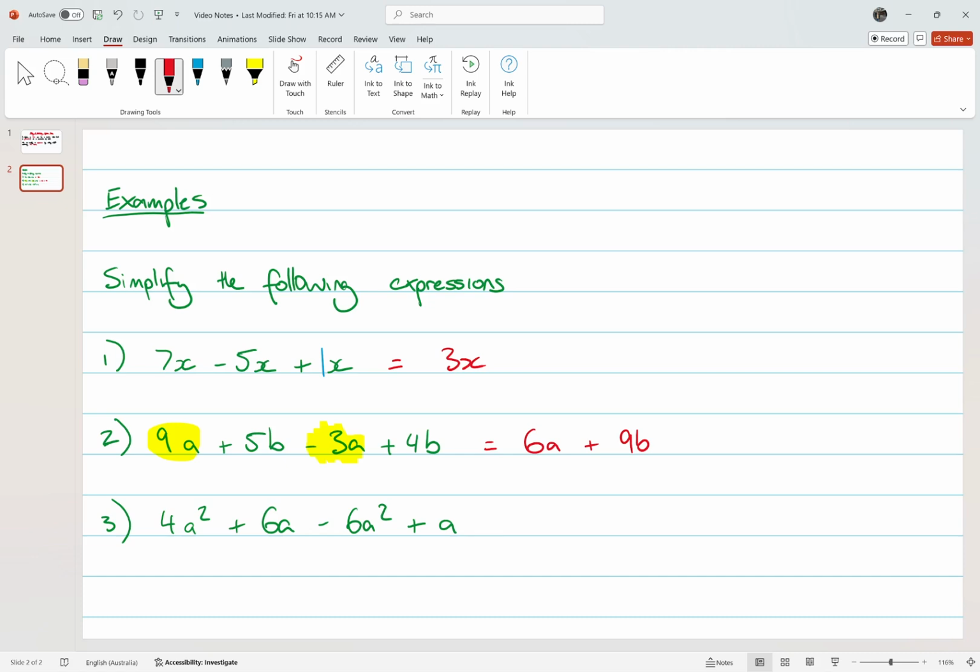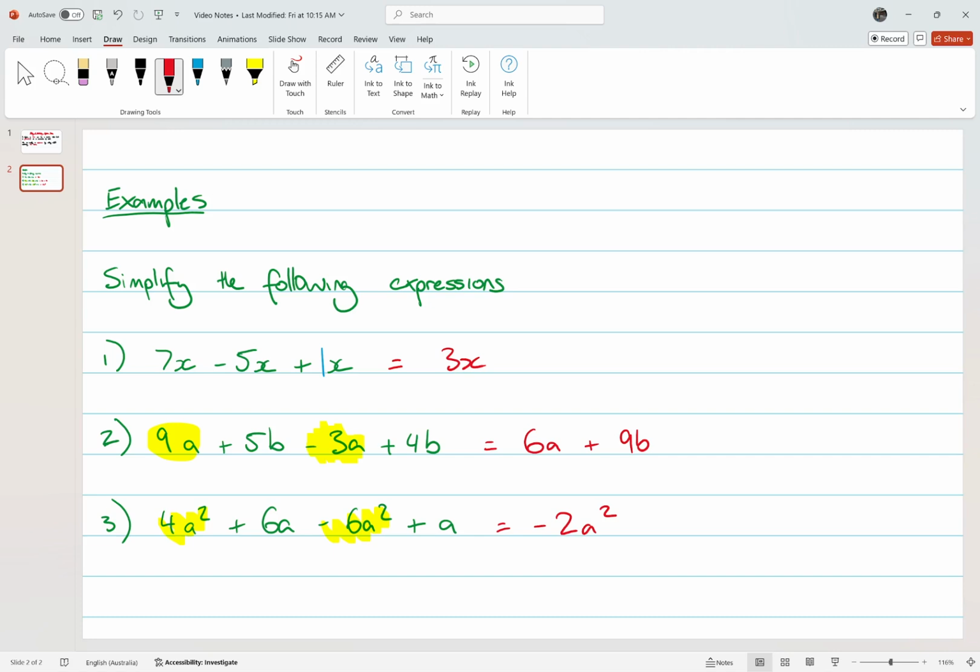Lastly, looking at this one, we see that they all have a's. However, some of them are a squared, and some of them are just a's. Because they aren't identical, once again, they might as well be different letters at this point. So if we're looking at the like terms, first of all, we have 4a squared minus 6a squared. Again, looking at the symbol that's in front of the term, 4a squared minus 6a squared equals negative 2a squared, because 4 minus 6 is negative 2.